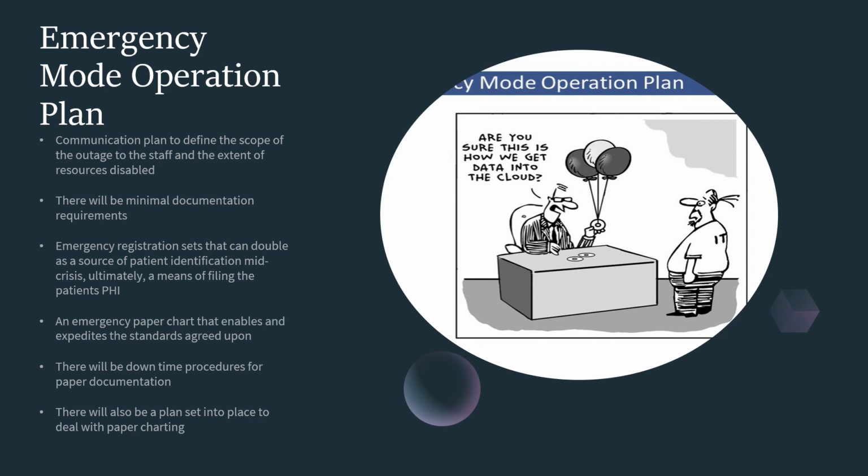The emergency mode operation plan is to make sure that there has been a communication plan that defines the scope of the outage to the staff and the extent of resources disabled, so everyone knows what is and isn't working, and also so all of staff is aware that there is an emergency. The documentation requirements will be minimal since we are in an emergency. Emergency registration sets can double as a source of patient identification mid-crisis, ultimately a means of finding the patient's PHI. An emergency paper chart enables and expedites the standards agreed upon.